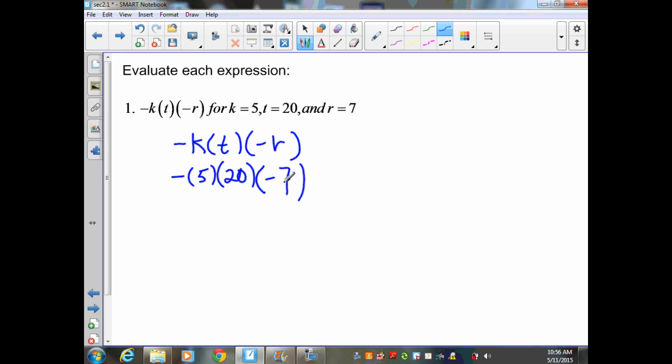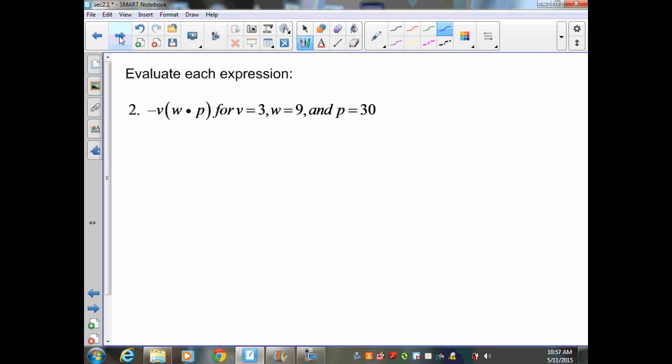Now, I'm going to multiply. And here it is easier to multiply these two together. A negative 5 times 20 is going to give me a negative 100. And I'm going to show this. You don't have to because this is pretty simple here, but if you need to, please do so. Bring down the negative 7. That's going to give me a positive 700.